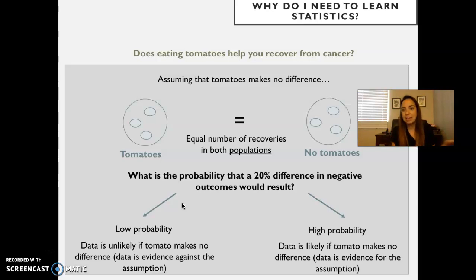So I can't even consider the possibility that tomatoes are helping the recovery, and I would not implement any changes in treatment or any public policy based on that difference that I observed, because it's way too likely, even if I assume that tomato makes no difference, right? So this is what stats does for us. It helps us determine if that particular pattern of difference that I'm seeing in data is or is not likely under the assumption of the null hypothesis, under the assumption that nothing is really going on.